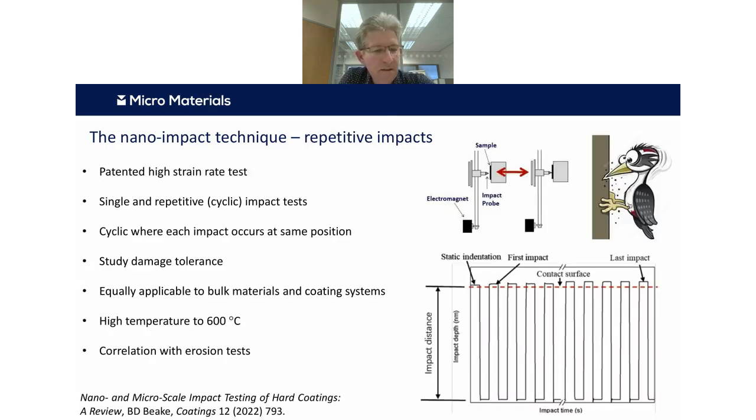Instead of these single impacts, we can repeat that process. Now, instead of milliseconds, we're looking at combining repetitive tests, typically at the same position, and effectively now we've got a surface fatigue test. This allows us to look at the number of cycles to failure and really start to understand the damage tolerance of typically coating systems, but also bulk materials. We can run these tests at room temperature, or at high temperature as well. And in practice, they correlate very well with erosion tests.